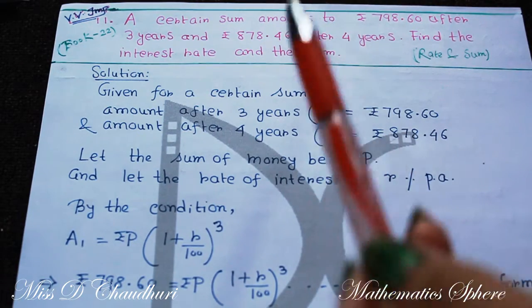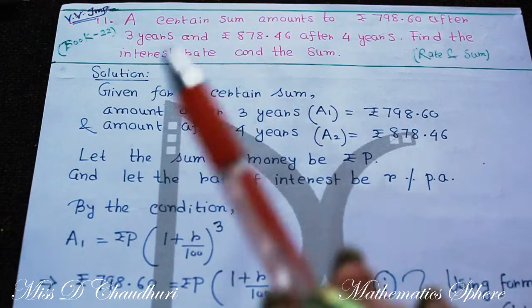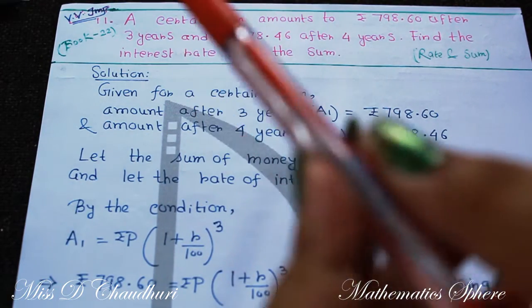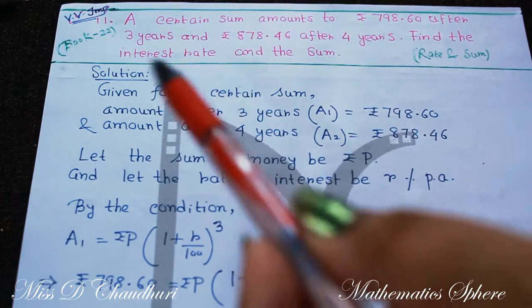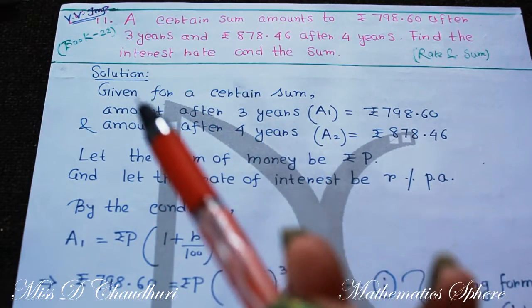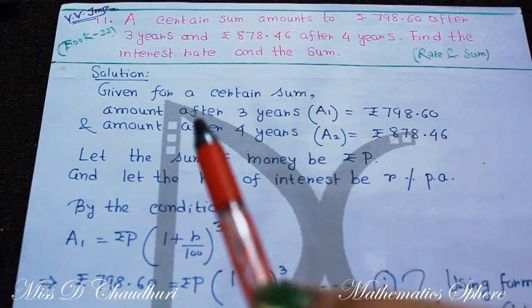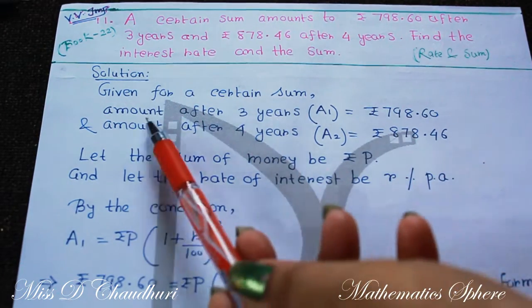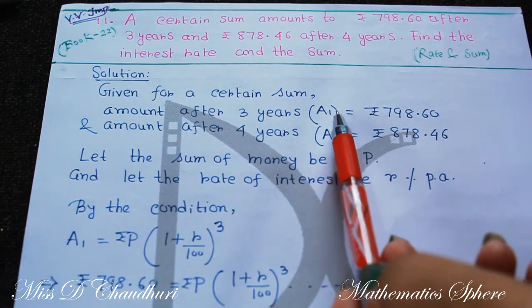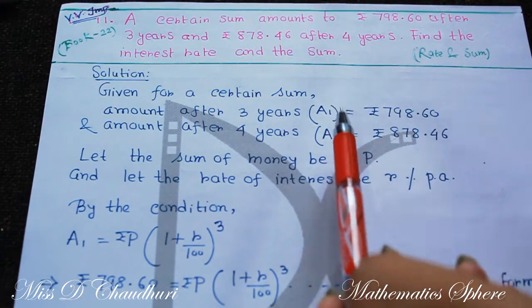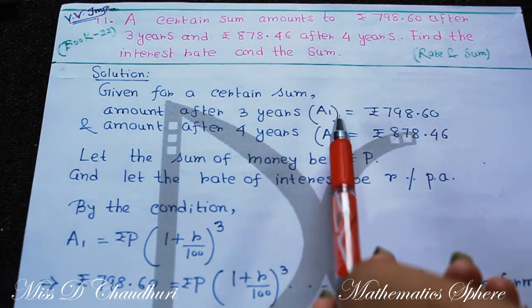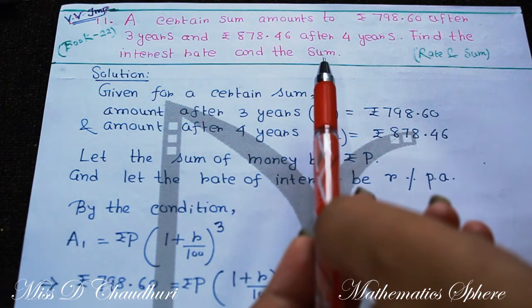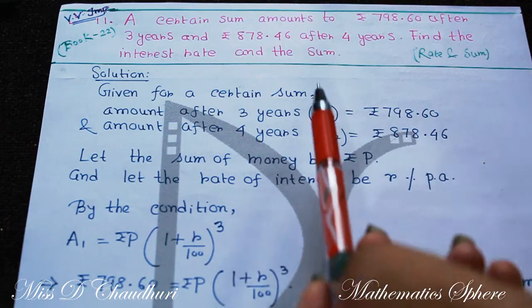So we are going to use these two amounts to get the principal and the rate. This is a typical type of sum. Please see how it is solved. First we will consider: on a certain sum, the amount after 3 years we are taking as A1. Because two amounts are there, we are giving two names. I should not see only initials used in the answer script, especially for my students.